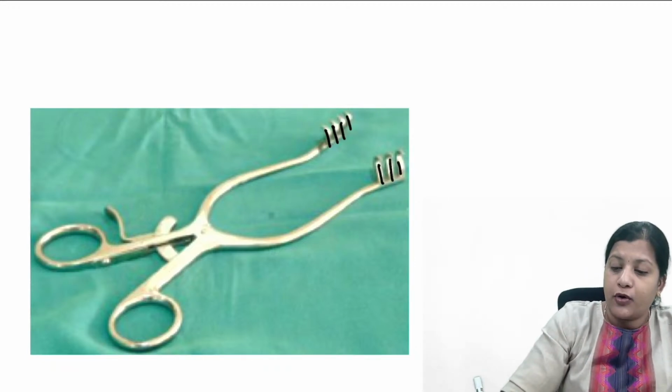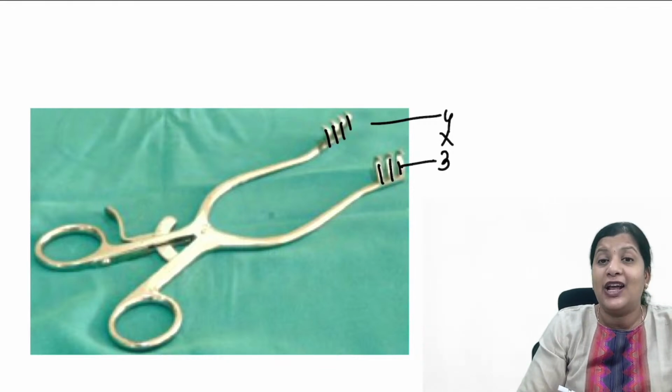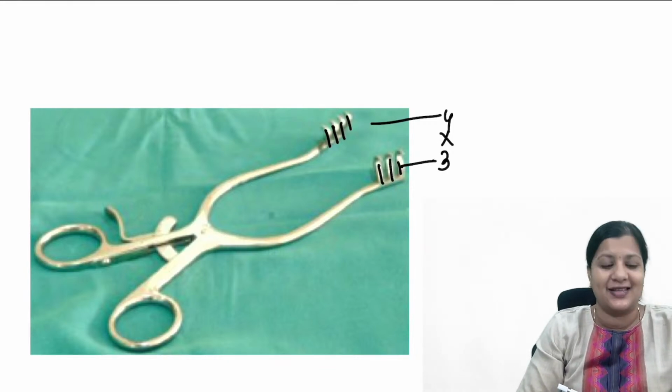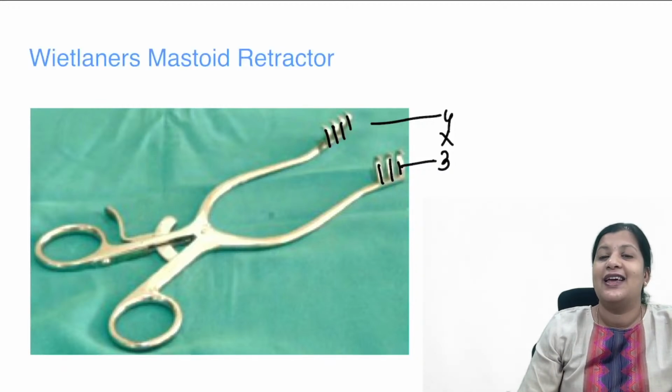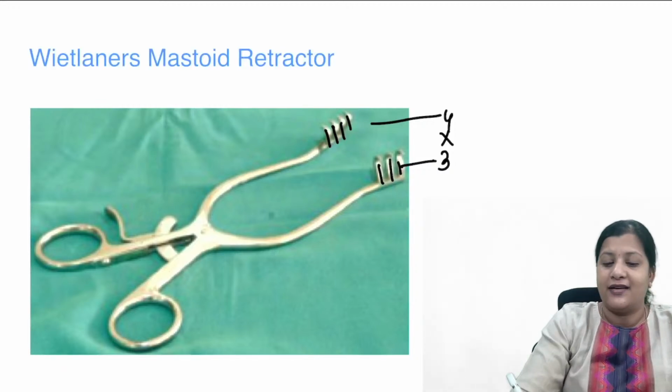Here we have 4 prongs on one side, 3 prongs on another side. So 4 into 3, unequal number of prongs. What will we call this as? Anybody? If there are unequal number of prongs, what will we call this as? We call this Wheatlander's retractor.